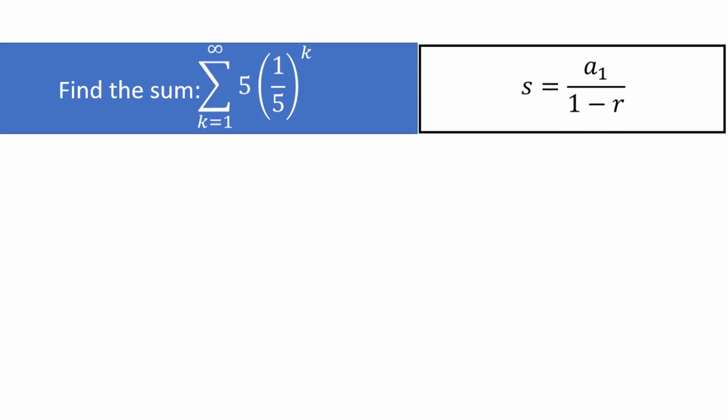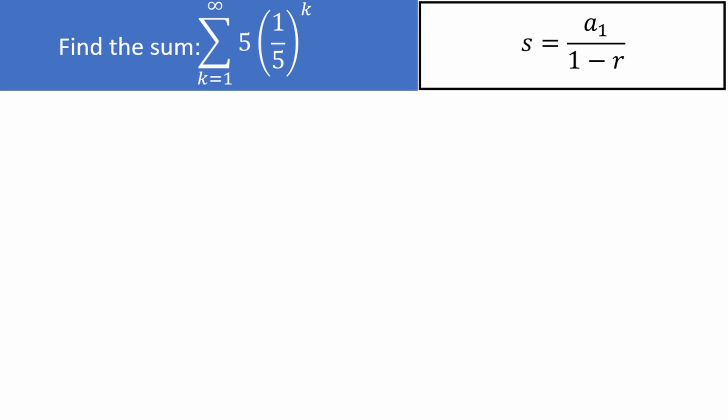Let's try one with summation notation. We have the sum from k equals 1 to infinity of 5 times 1/5 to the kth power. This tells us to plug in k equals 1, and then add to that the value you get when you plug in k equals 2, continuing forever and ever. Since each number will get smaller, as we have a fraction raised to larger and larger powers, the series will approach 0, and there will be an infinite sum.